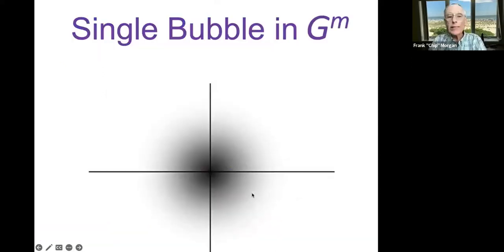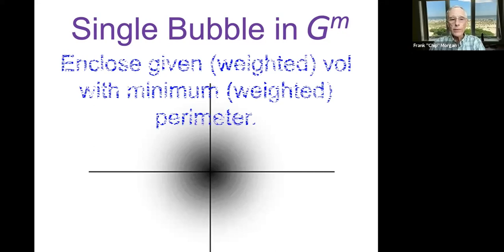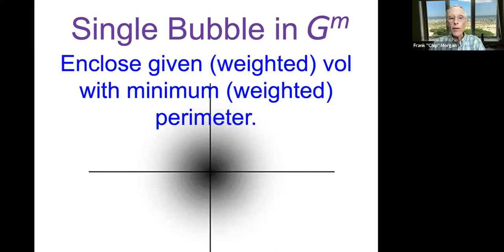Okay, so what is the best single bubble in Gauss space? Now, at first you might think this should remain very easy because everything is still rotationally symmetric. And so the solution ought to still be a sphere. The problem, just so I'm sure I understand this, is to enclose a given weighted volume with minimum weighted perimeter. So this density applies both to the volume, which might make you want to be near the origin where you can pick up a lot of volume, but also to the perimeter, which wants you to be far away from the origin, so you don't know what you want to do.